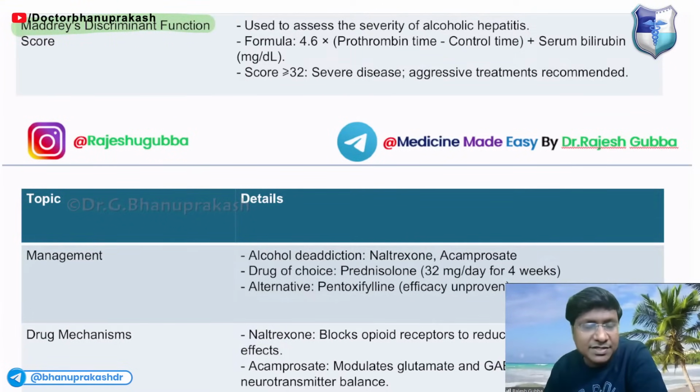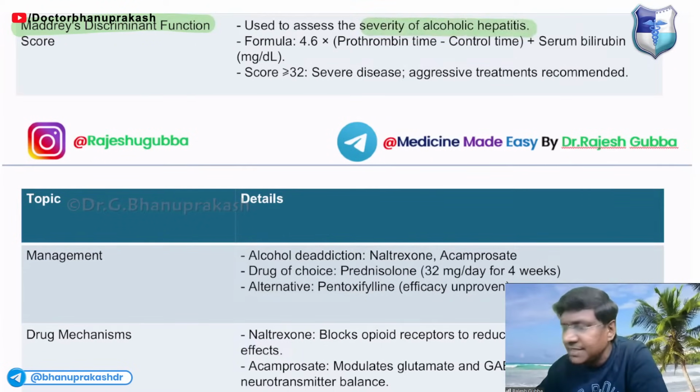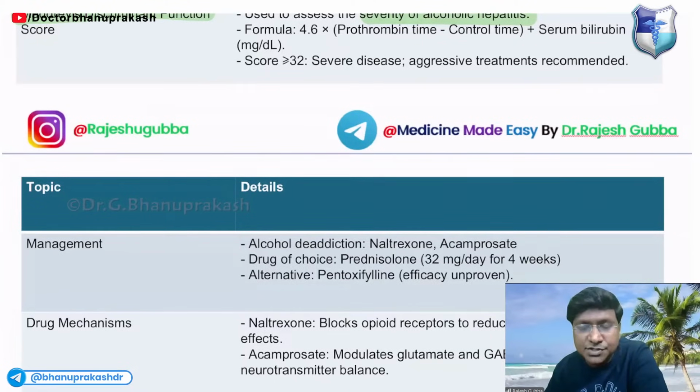What is the role of Maddrey's discriminant function score? Again, the same thing. This will also tell you about the severity of the alcoholic hepatitis. Now, according to Maddrey's discriminant function score, when should you start the treatment? If the score of the individual is more than 32, that is the point when you need to give steroids.